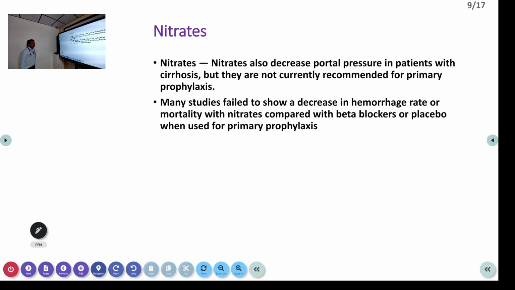Now nitrates: if you are not able to give a beta blocker for any reason, nitrates can also be tried. But nitrates are not as good as beta blockers.